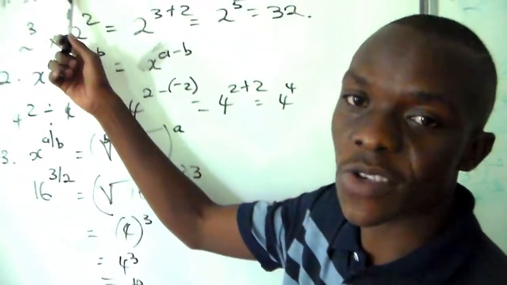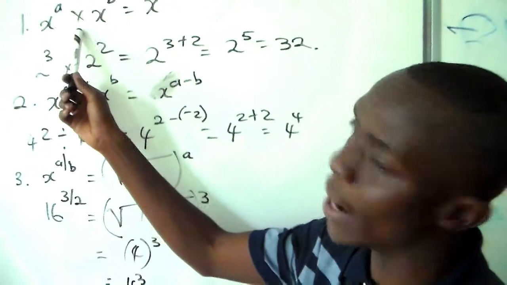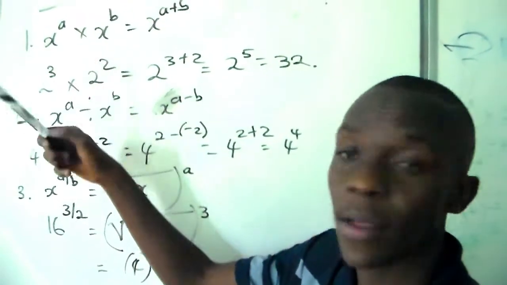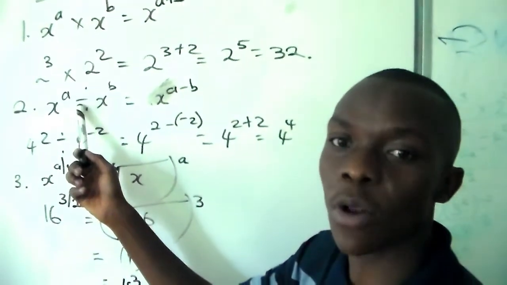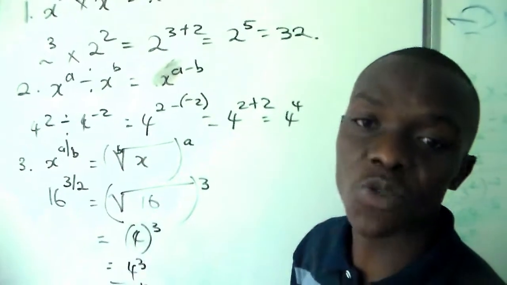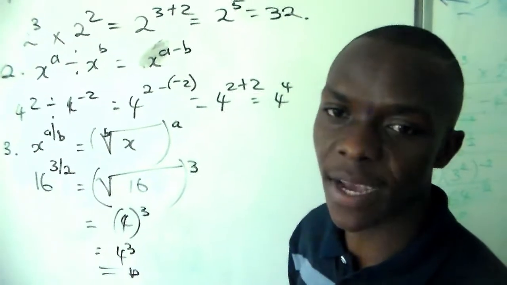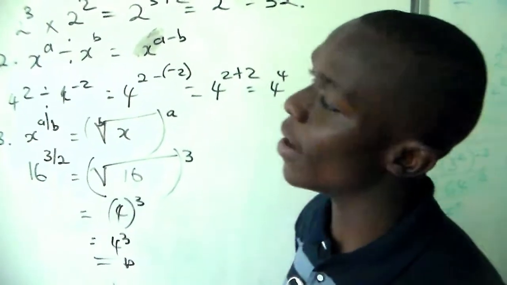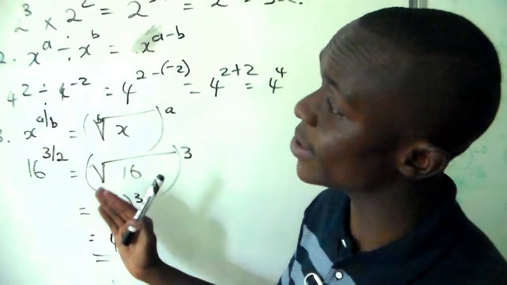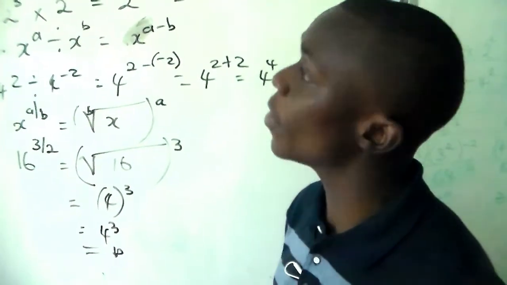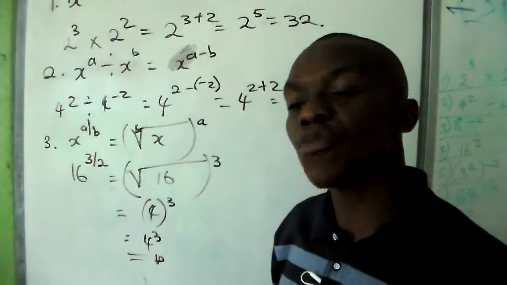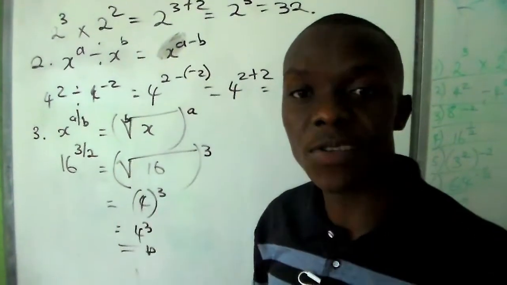So these are the laws and the examples. This is law number 1, which is the product law. Then this one is the quotient law of indices. Then this is the one that has the root sign. So these are the 1, 2 to 3 laws of indices. We are going to continue to the fourth law of indices. So we are going to be moving on to the fourth law of indices.